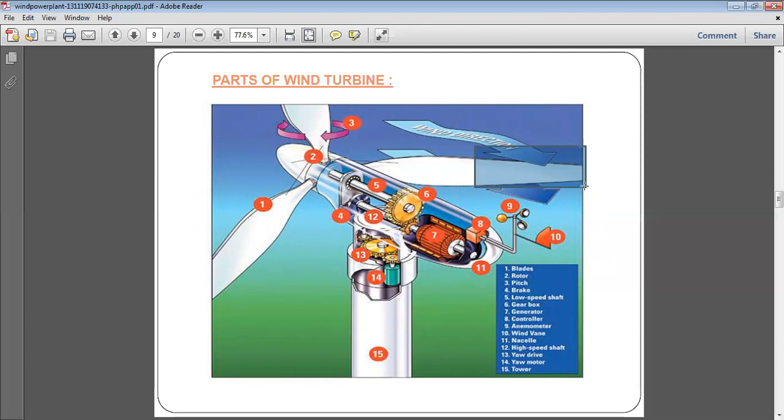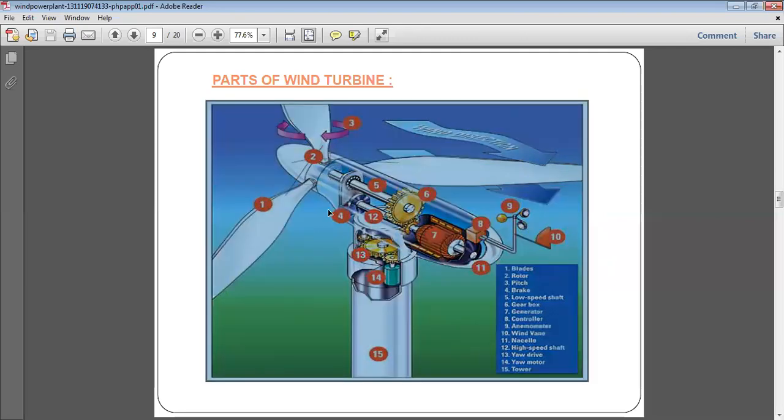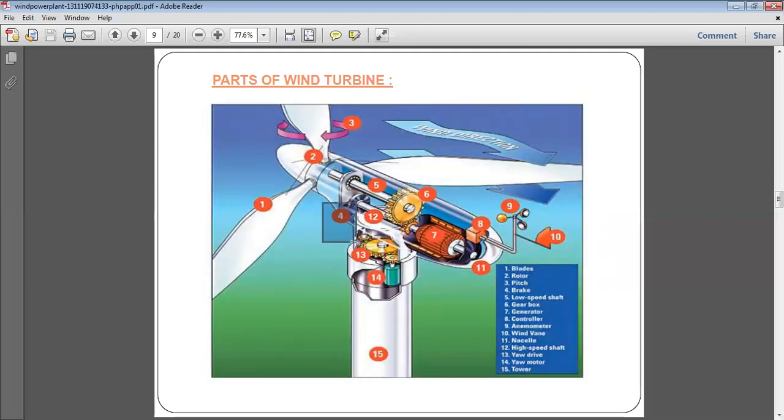Then fourth is the brake. This is the part used when we have to stop or reduce the movement of the windmill. The brakes are used in this case. Then the low speed shaft is fifth. This is the low speed shaft, and it is connected directly to the rotor.